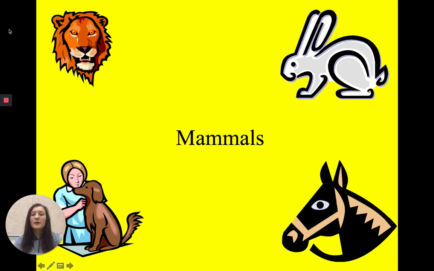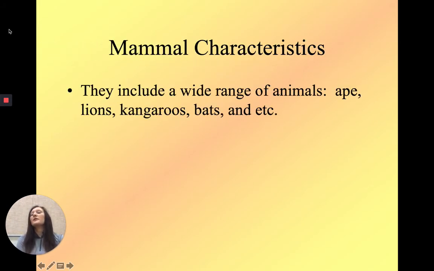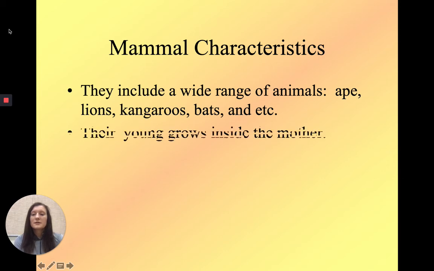And next up we have mammals. All right, so characteristics of mammals. They include a wide range of animals such as apes, lions, kangaroos, bats, and many others. With mammals, their young grow inside the mother. Mammals do not lay eggs.